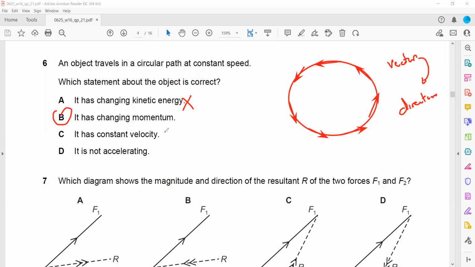So it does not have a constant velocity, because the direction is changing, it means the velocity is also changing. And it is not accelerating, that is also wrong. Whenever an object moves in a circular path, it always accelerates. So acceleration is always there for an object moving in a circular path.